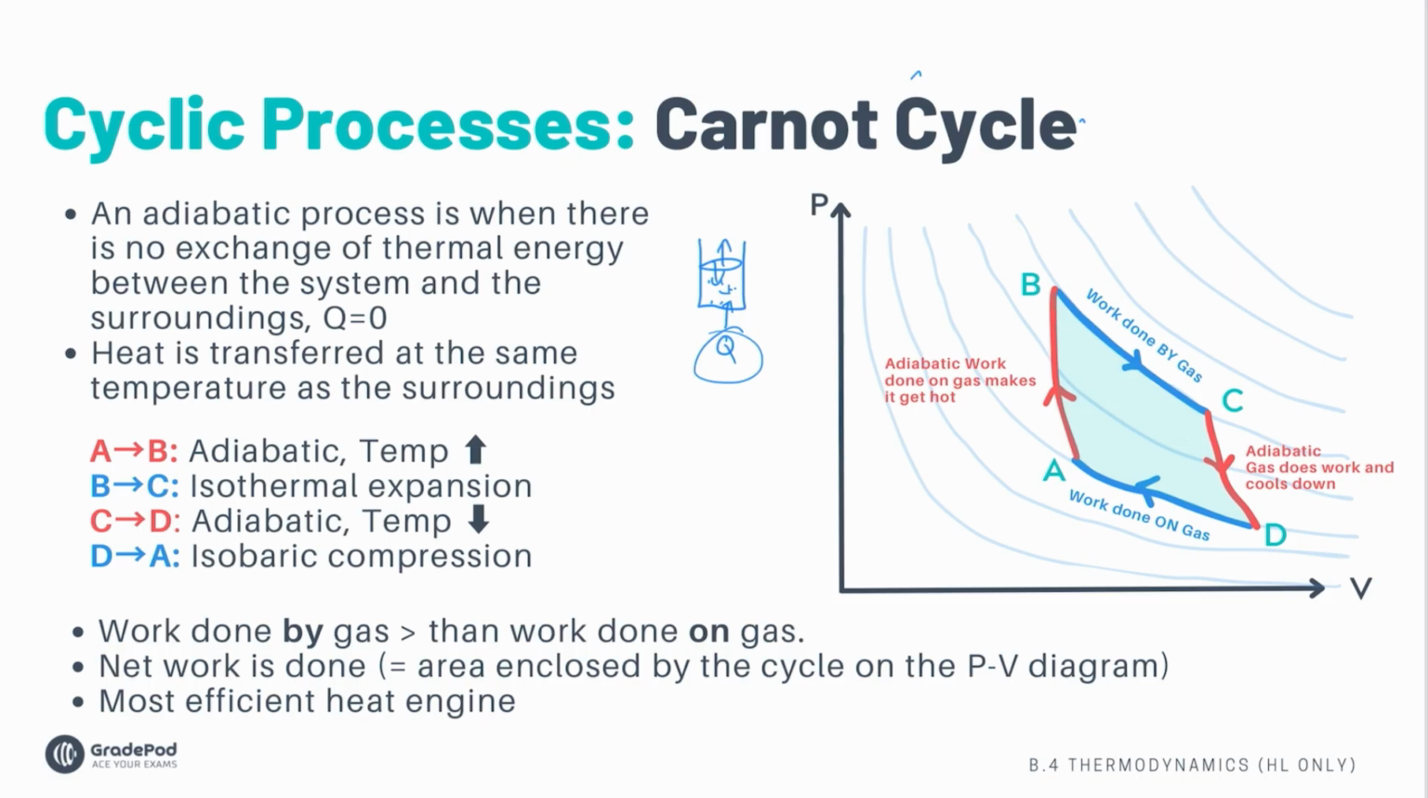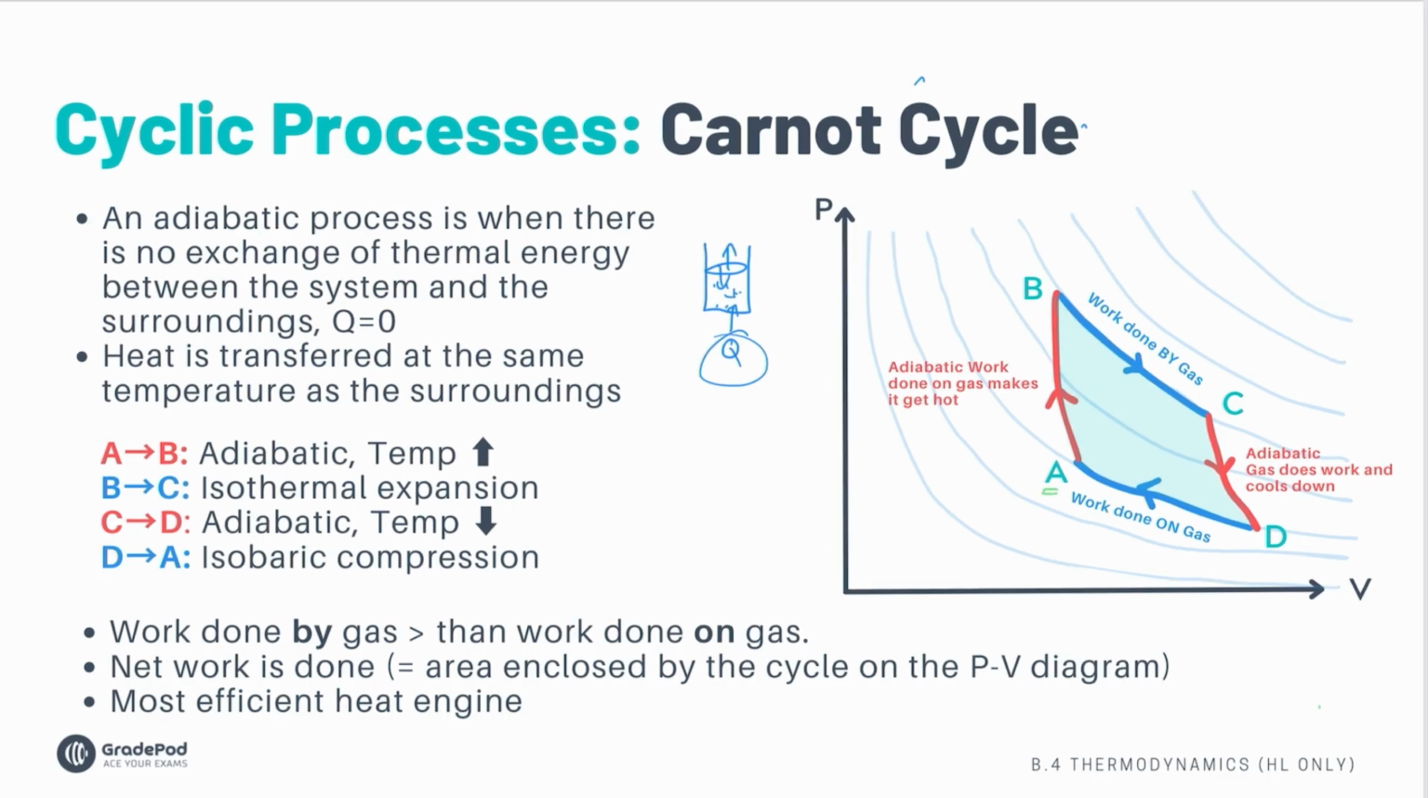To do that, heat is transferred at the same temperature as the surroundings. And I'd like us to move towards the PV diagram here and analyse it just as we did the cyclical process before. And we'll start in state A. Gas is in state A and it moves up to state B. To do that, an adiabatic process takes place. You can see the line follows an adiabatic curve.